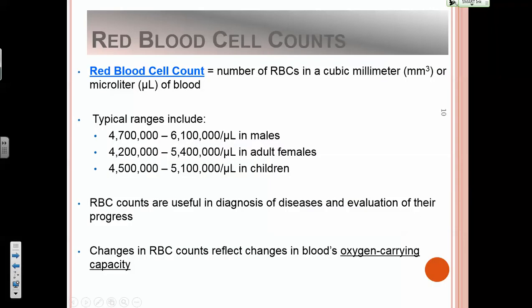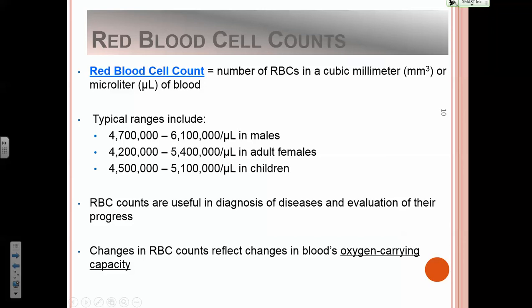Okay. Now, if we look at the red cell count, like how many you have in you, it looks like, okay, I got 4 to 6 million, depending on if I'm male, female, or a child, 4 to 6 million red blood cells. That's not true. It's 4 to 6 million per microliter.